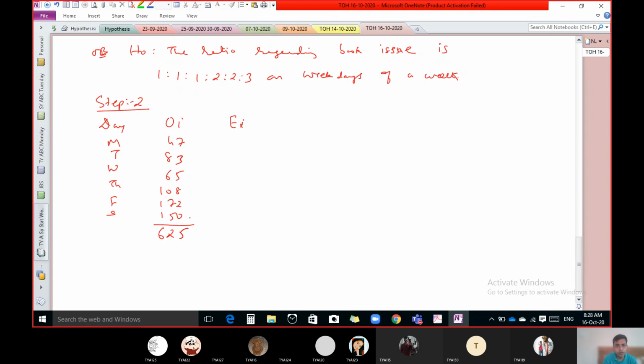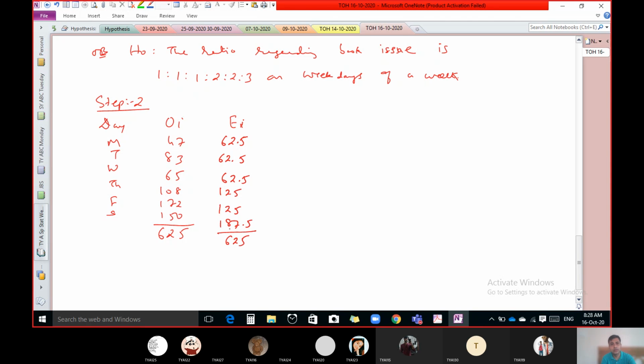Now what we have to do? We have to divide this 625 into this ratio. So what is the total of this? The total is 10. So 1 divided by 10 into 625, it is 62.5. Expected frequency may be in decimal, it is possible. This is also 62.5, 62.5. Then it is 125, 125. And at last it is 187.5. If we add, we get 625.